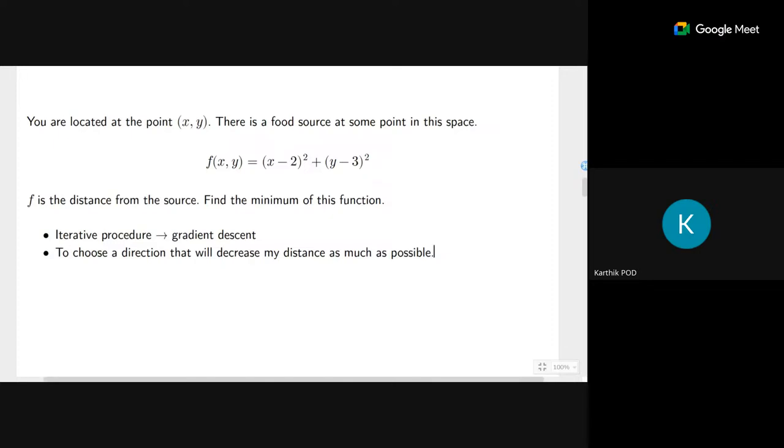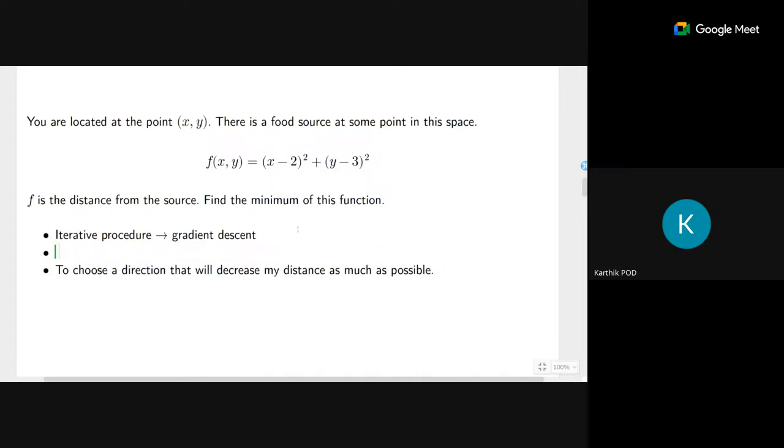Assume that every 10 seconds you are allowed to take only a certain number of steps. You can't run or jog, you can only walk. So every 10 seconds you will be at x1, y1. What do I mean by iterative?